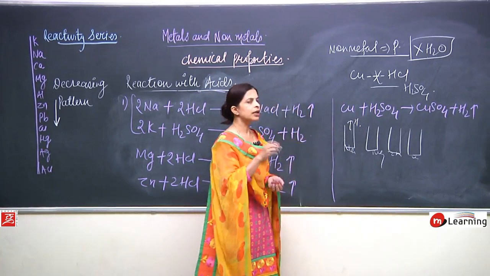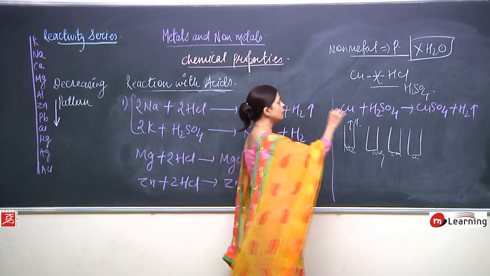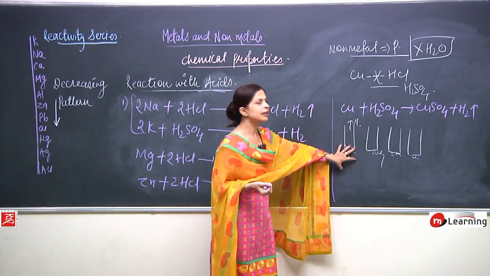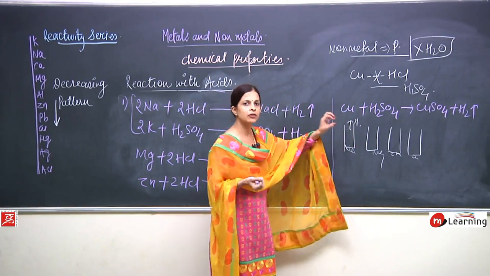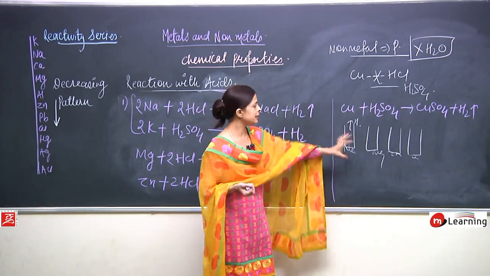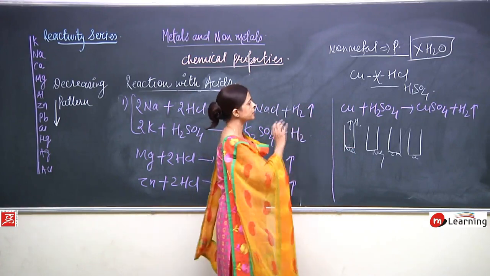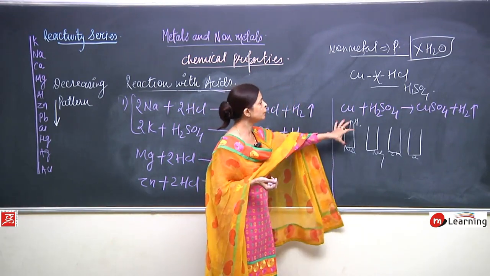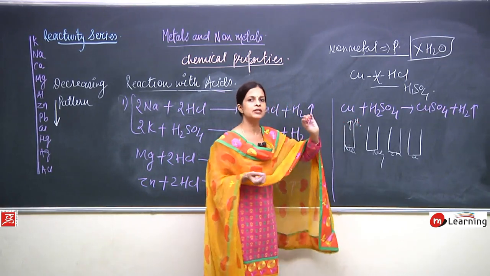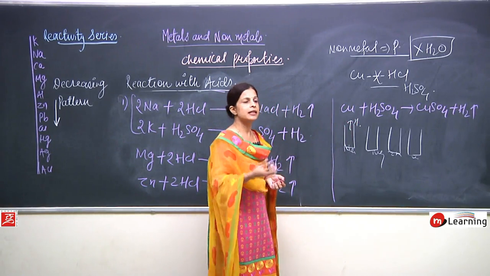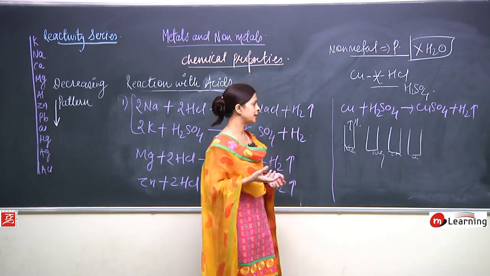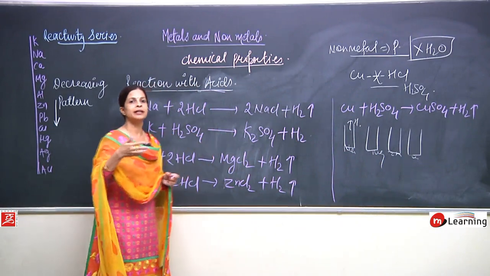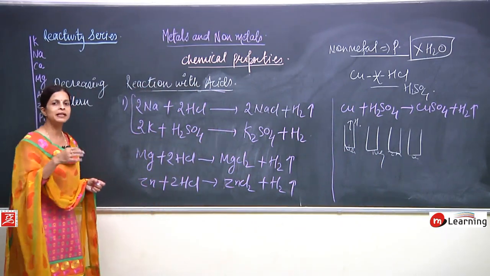But how to find out? If we take a burning matchstick to the mouth of the test tube, first of all we have to take one test tube. If you put the element into it, and hydrochloric acid is there in the test tube, the reaction should go on. So what will happen? Hydrogen gas will come out. If we take a burning matchstick in front of that, you will find that in the first two cases the matchstick will catch fire. Why? Because hydrogen gas is coming out and heat is also being liberated. But as you go further, even the bubbling sound decreases. That means hydrogen is coming out, but the speed has decreased.